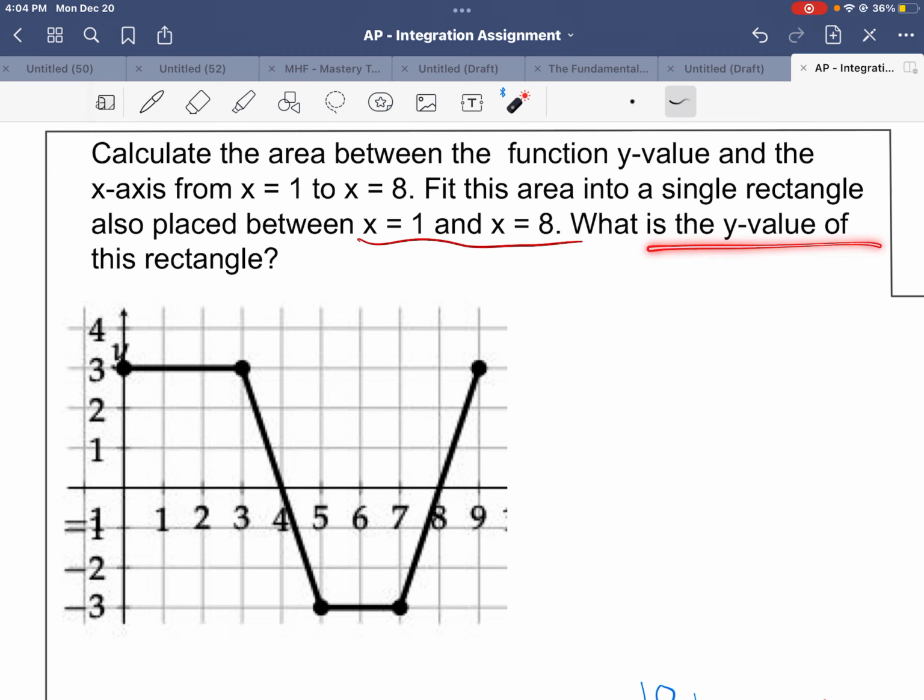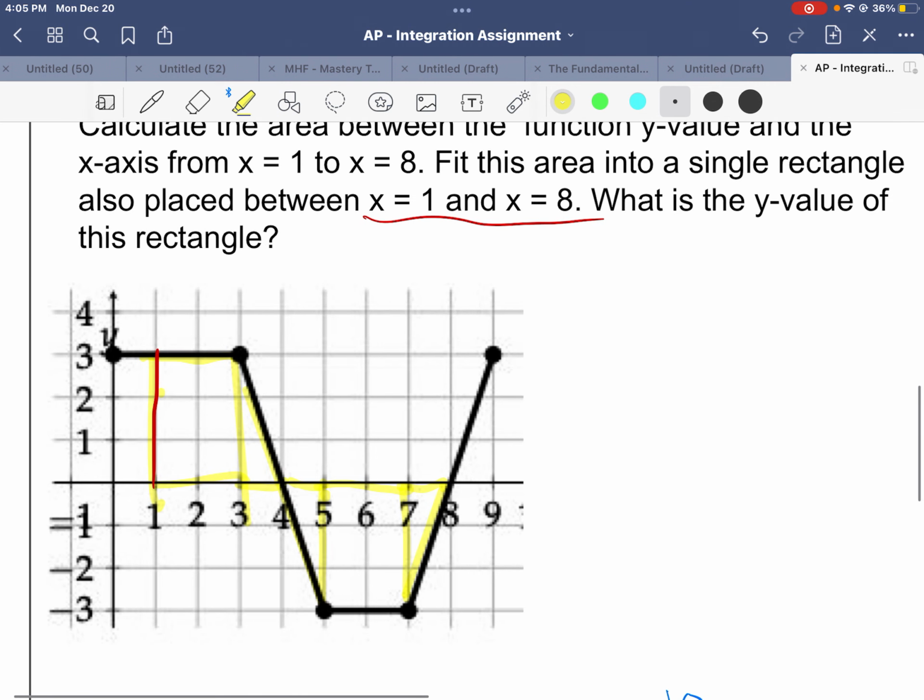And then we're going to get the y value of that new rectangle. So let's go ahead and do this. I want to go from x equals 1 all the way to x equals 8. Let me get the highlighter out and highlight the areas. So I'm looking at this area, that area, that area, that area, and that area. Okay, those are all the areas that I have.